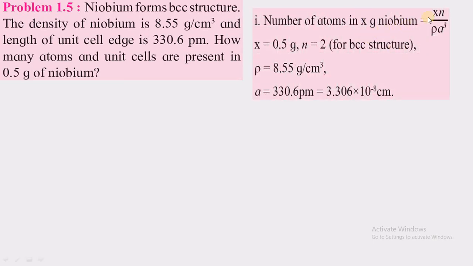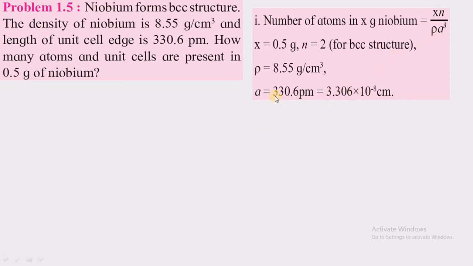in x gram of niobium is equal to x into n divided by rho into a cube, where x is the mass of niobium which is given as 0.5 gram, n is the number of particles and it is a BCC, hence number of particles is equal to 2. Rho is the density, it is given 8.55 gram per centimeter cube, and here a is given.